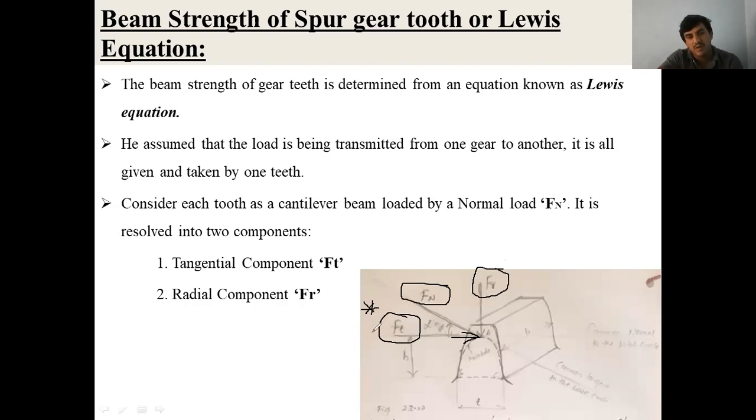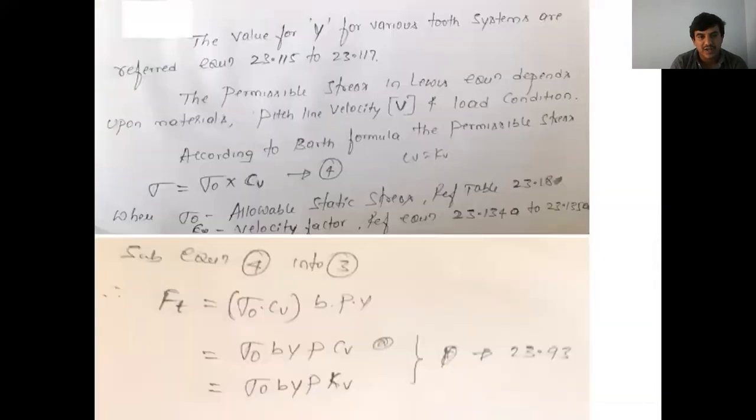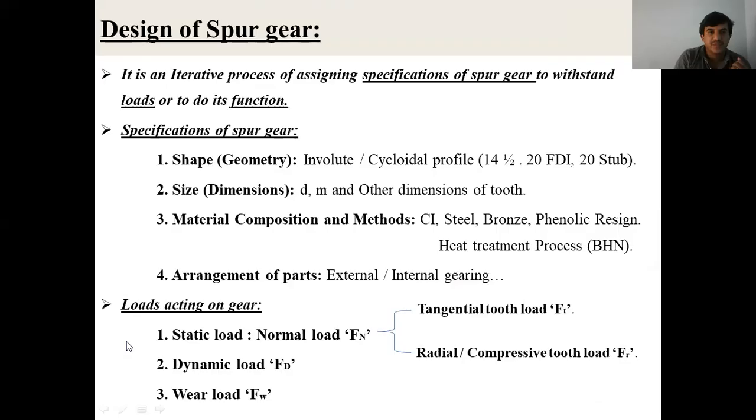That's very important, right? Then you consider the gear tooth as a cantilever beam, derive it, and you will get the beam strength. What is the maximum load that gear teeth can take? That is given by referring to equation number 23.93. This gives the tangential tooth load for a gear, and it is also called the Lewis equation. Lewis is the scientist's name.